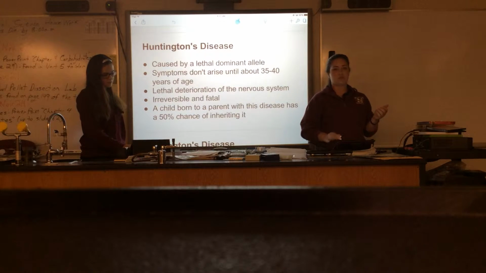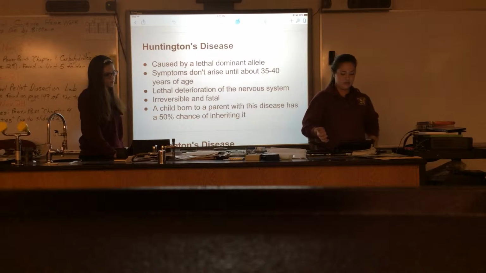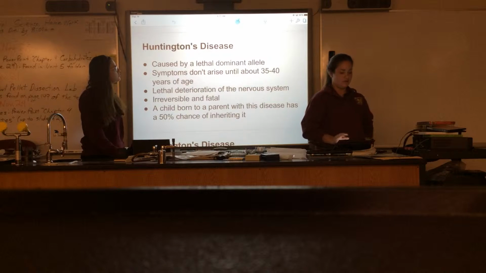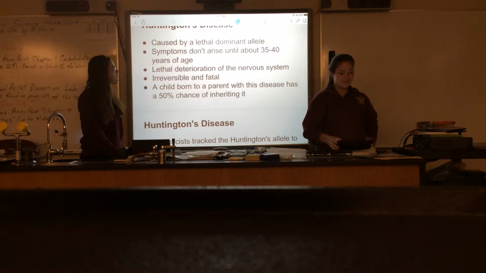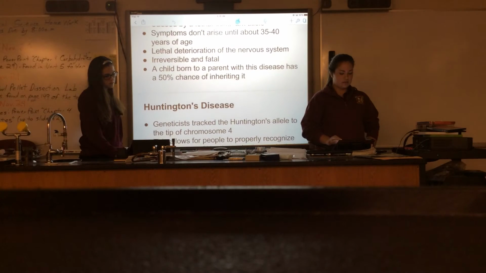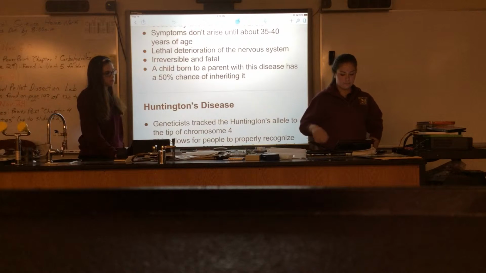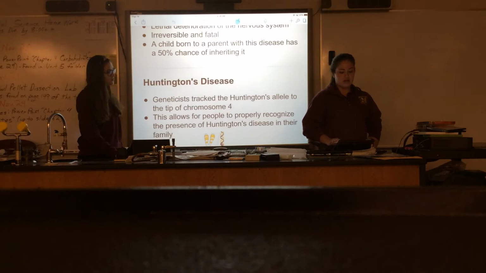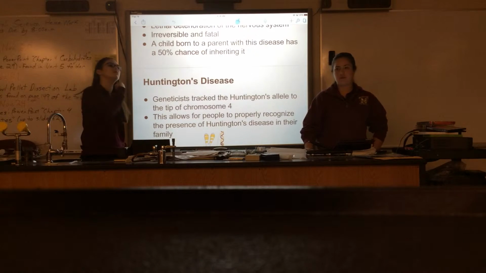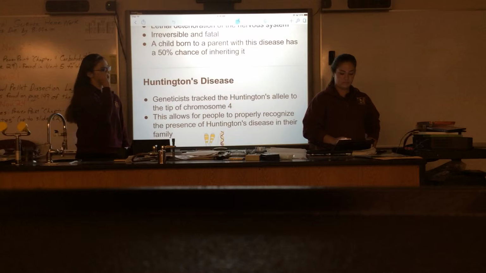Huntington's disease is one of these disorders. It's caused by a lethal dominant allele. Symptoms don't arise until about 35 to 40 years of age. It's caused by the lethal deterioration of the nervous system, and it's usually irreversible and fatal. A child born to a parent with this disease has a 50% chance of inheriting it.